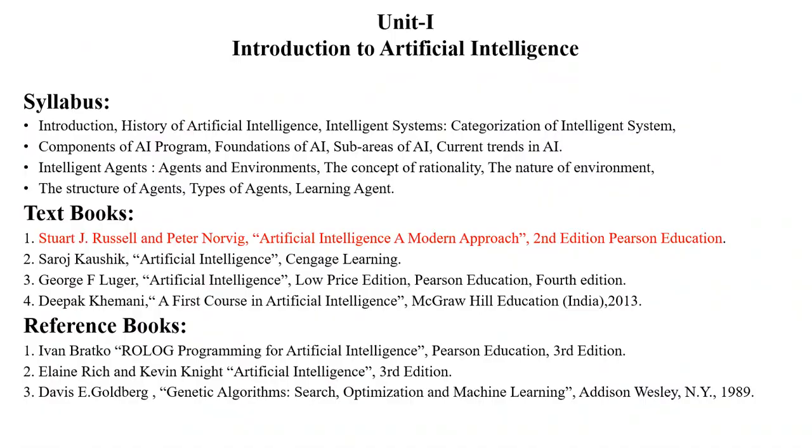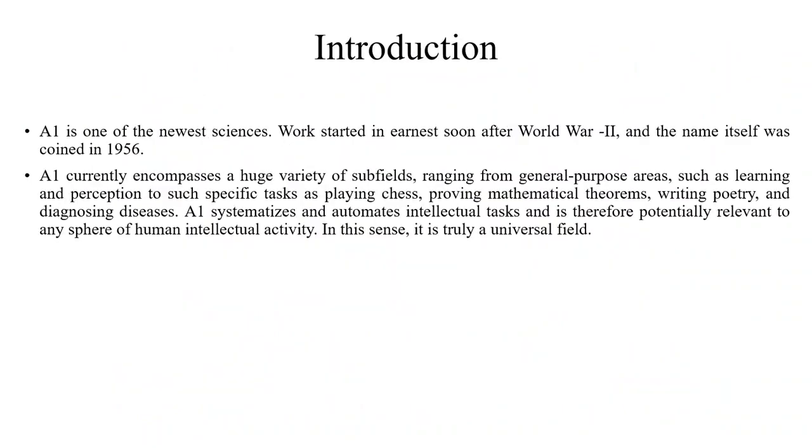So let's start with unit one, introduction to artificial intelligence. So here we can say that AI is a very broad aspect in today's technological world. So generally AI consists of a broad aspect which includes specialized approaches such as machine learning and deep learning. So AI is one of the newest sciences. Work began soon after World War II, and the name itself was coined in 1956.